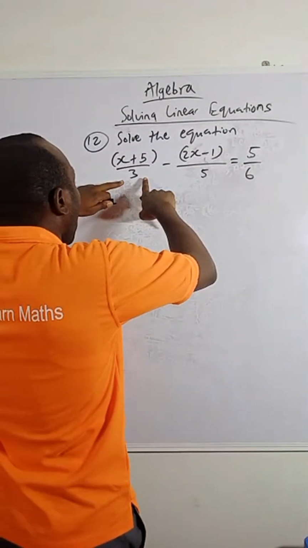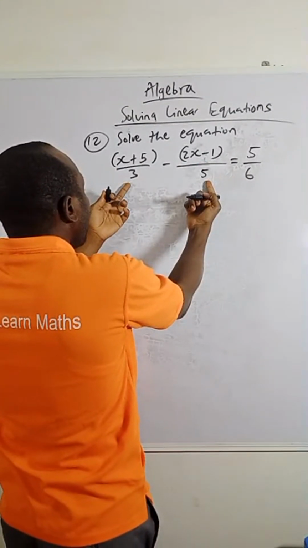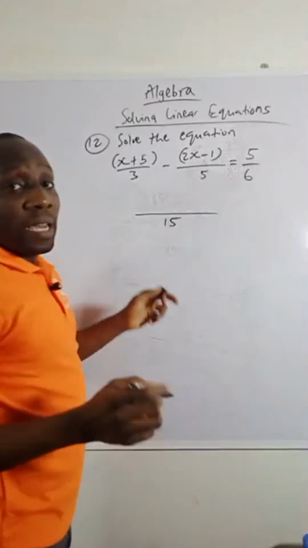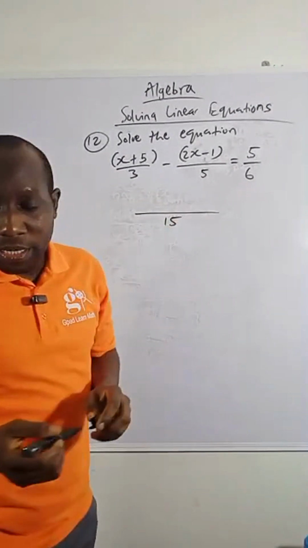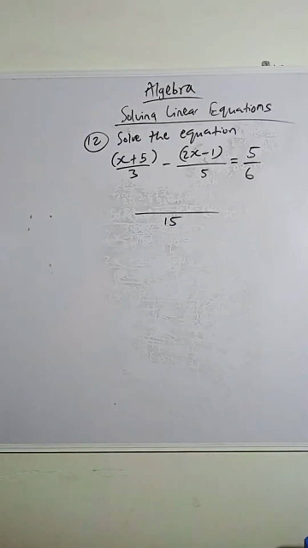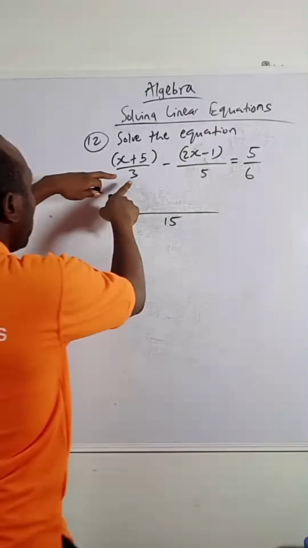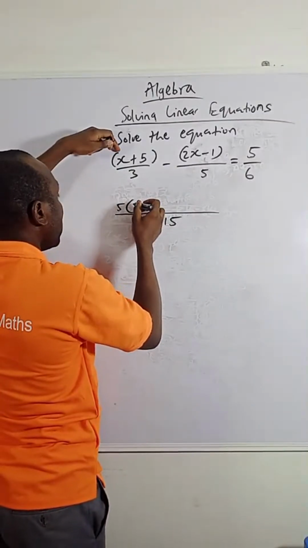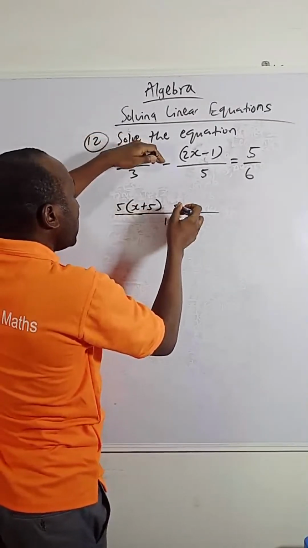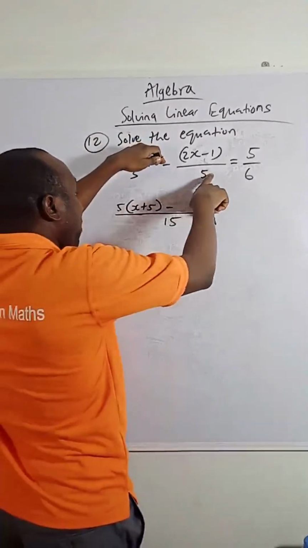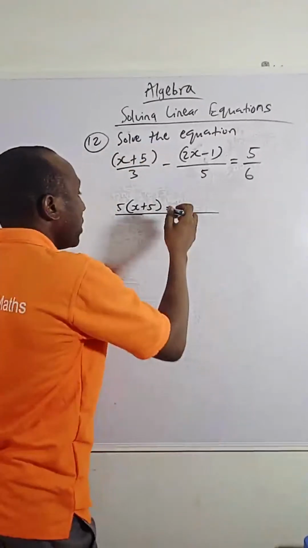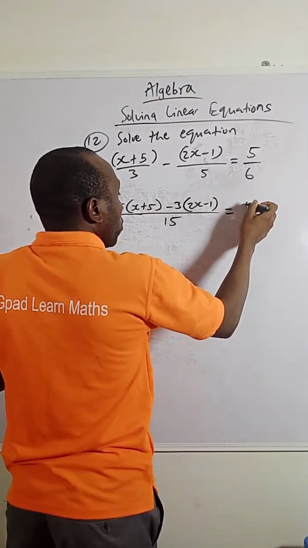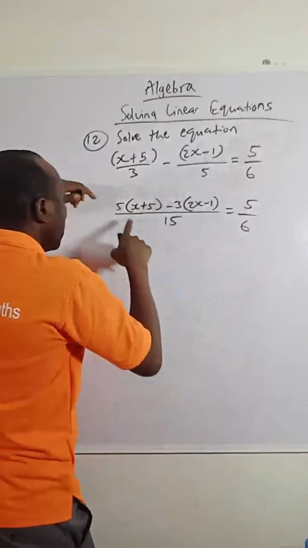First of all, we're going to find the LCM of the denominator, which is what? 15. The LCM of 3 and 5 is 15. Now 3 goes into 15, that would be 5. Use 5 to multiply what we have here, which is x plus 5. This is minus, don't forget that. 5 into 15 is 3. Write 3 here. Use it to multiply 2x minus 1. This is equal to 5 over 6.